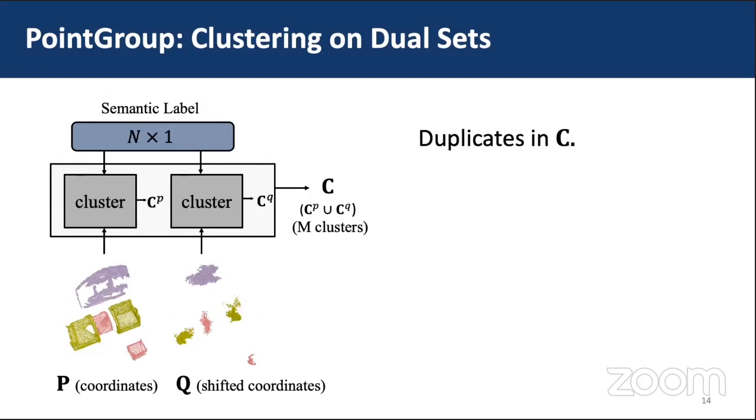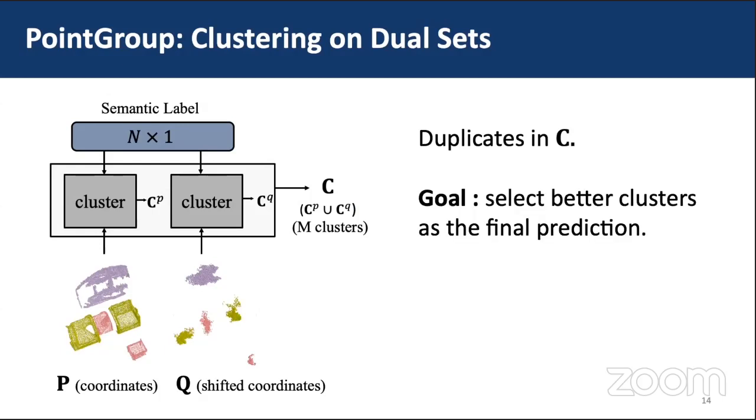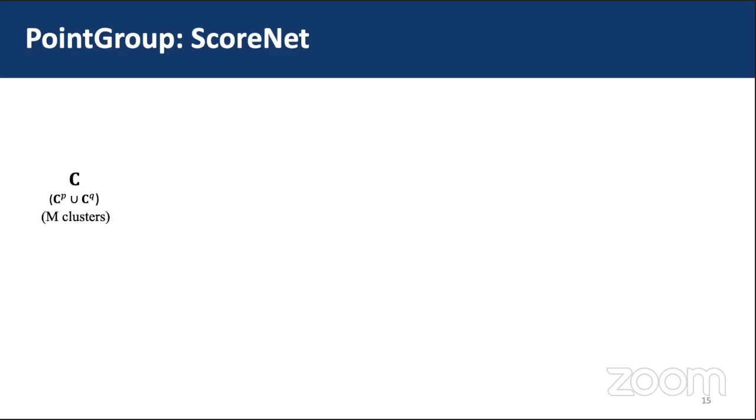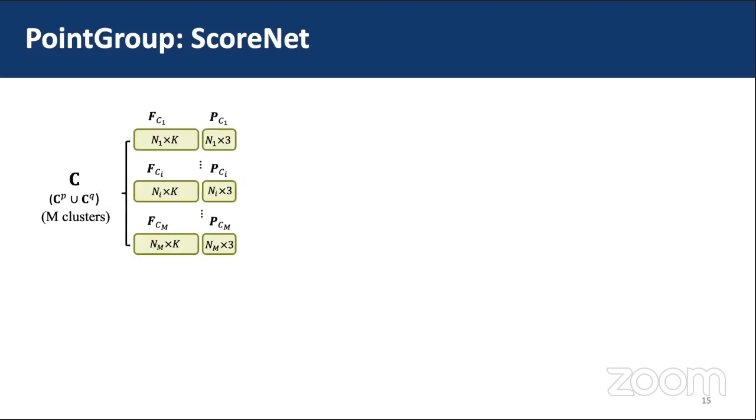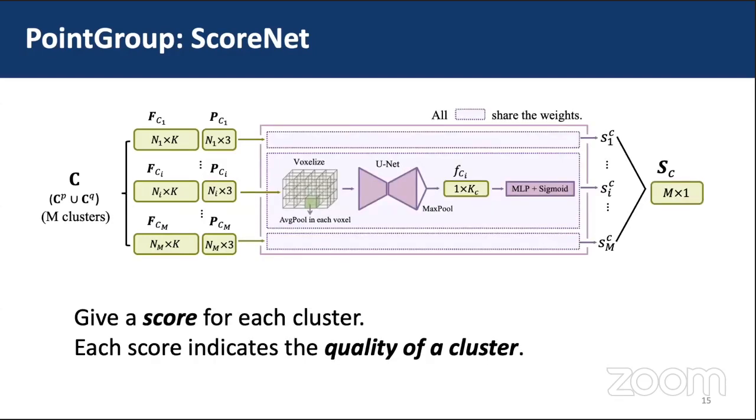But there are duplicates in the union of the two cluster sets. And to select better clusters as a final instance prediction, we propose the ScoreNet. The ScoreNet takes the candidate cluster set C as input. At first, we gather the point features from the feature map extracted by the backbone network to form the feature sets for each cluster. And then, the clusters are voxelized again and are fed into a small U-Net. A cluster-wise max pooling is then followed to produce a single cluster feature vector for each cluster. The network finally gives a score for each cluster, and each score indicates the quality of a cluster.